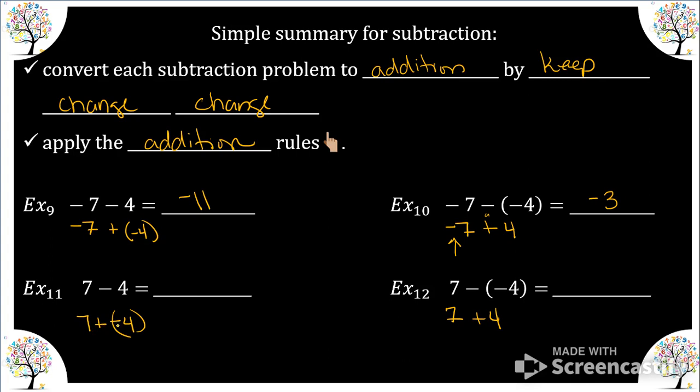7 plus negative 4, these are different, so we subtract and we have more positives, so our answer is positive. 12, 7 minus negative 4 is the same as 7 plus 4. Signs are the same. We add and we apply the sign that they are. They are positive.